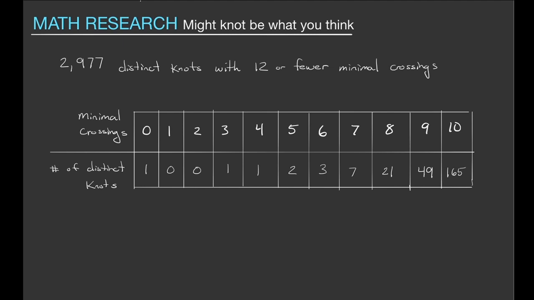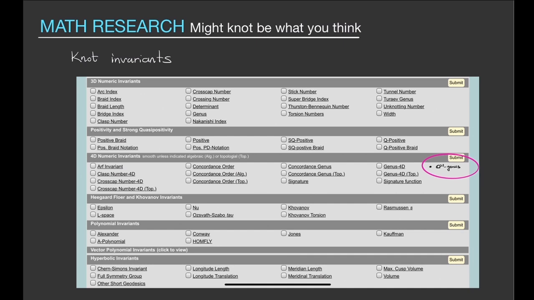There are many, many invariants. Here's a list of some. This is taken off of Knot.info, a site that I rather like and is useful for getting information about knots quickly. But this is just a partial list of all the different invariants. So here are 3D numeric invariants. That is, these are each just a number assigned to a knot in different ways. There are 4D numeric invariants. There are polynomial invariants, invariants where you assign a polynomial to a knot diagram. And this is not even nearly a complete list of all the different invariants.